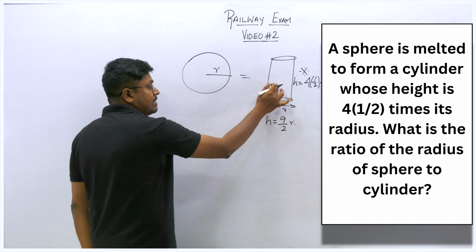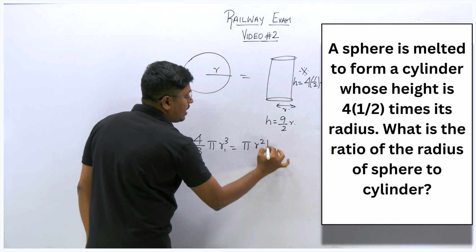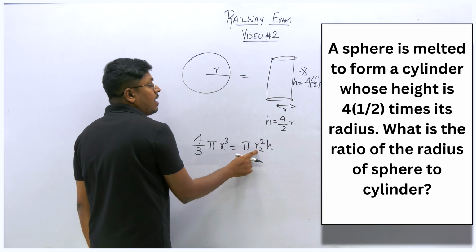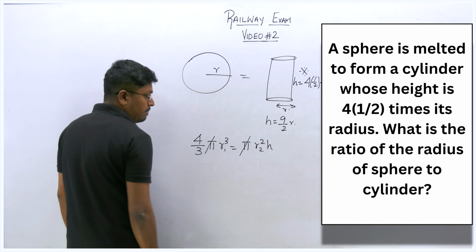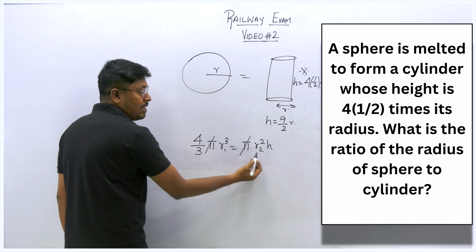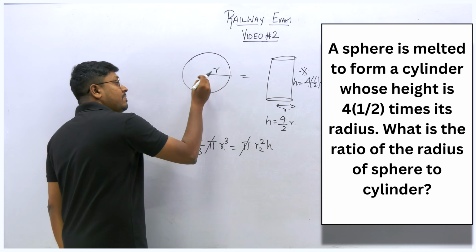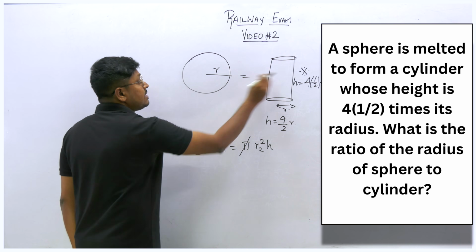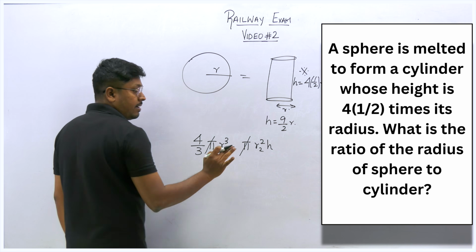Similarly, the cylinder volume will be pi r squared h, with r2 being the cylinder's radius. Here we can cancel pi and pi, but do not cancel r and r. That's the reason I have put 1 and 2 here. The radius of the sphere and the radius of the cylinder are different numbers, so I am not cancelling r and r here.